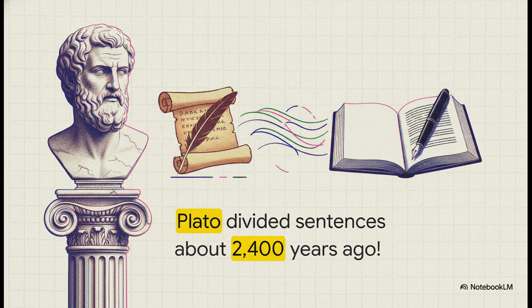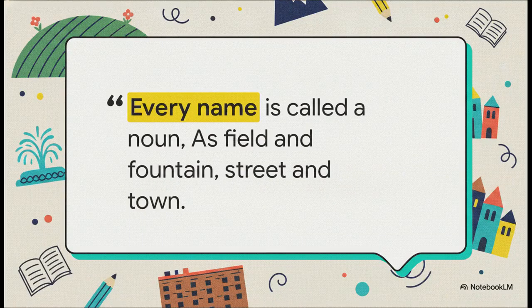Why? Because being able to speak and write well is literally the hallmark of effective communication. Understanding these ancient roots helps us perfect our own ability to connect with others today. And you know, grammar really doesn't have to be intimidating. Take this classic children's rhyme. Every name is called a noun, as field and fountain, street and town. It's such a playful, memorable way to categorize parts of speech, and it helps the whole system just click right into place in our minds.